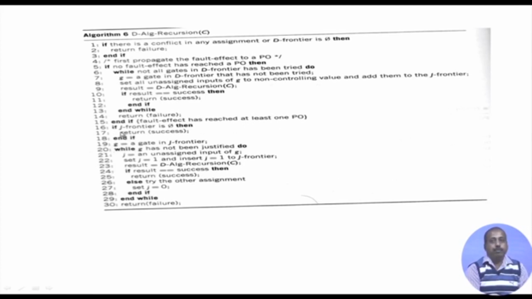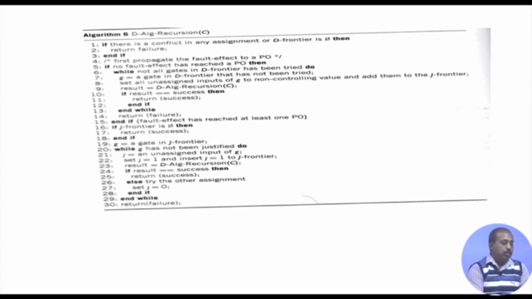Then we check the J frontier part. If the J frontier is null, that means we do not need to justify any more primary inputs to justify all those propagations of this particular fault to the primary output. So, in that case we are successful, we have got the test pattern.